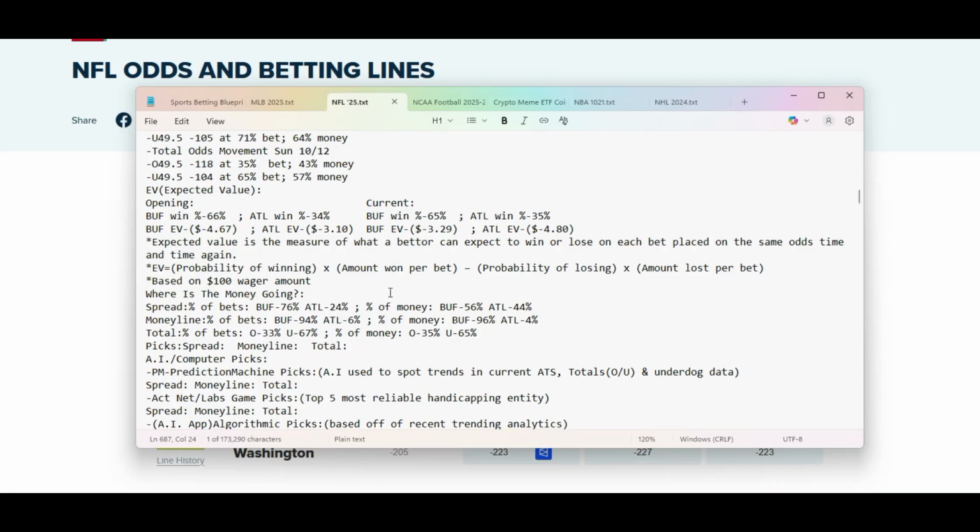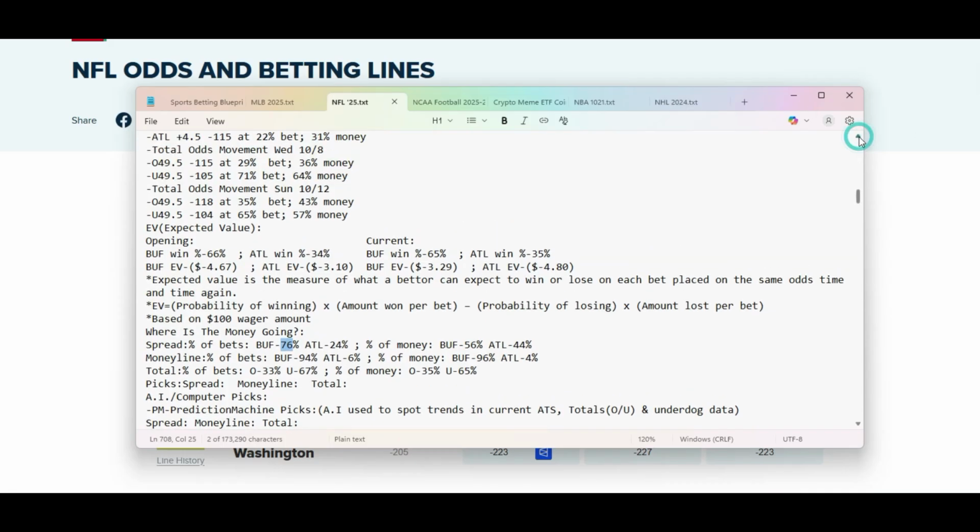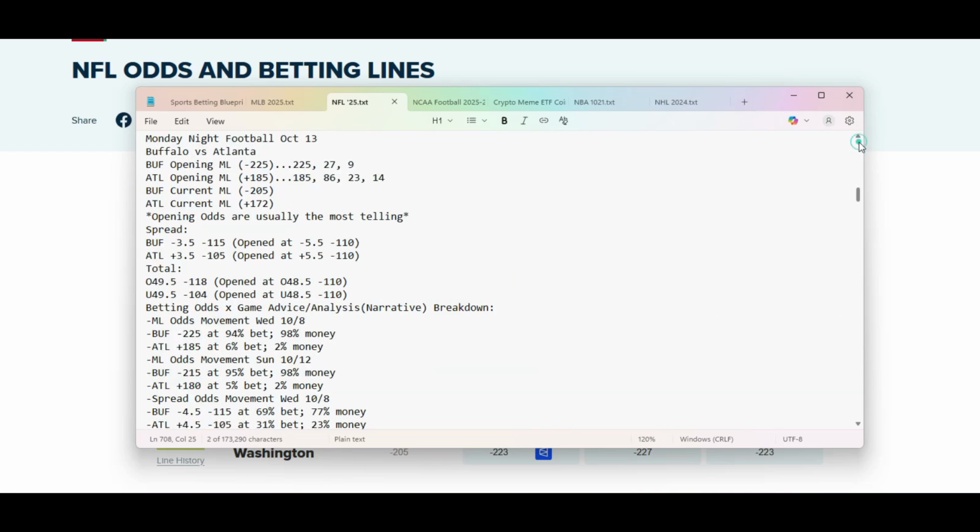Currently, they are at 94% of the betting, 1% less than Sunday, and 96% of the money, 2% less on the money. And they have gone down significantly on the odds in this game. 56% of the money is going in favor of them on the spread currently, and 76% going in favor of the Bills on the betting on the spread. The 56% was on the money on the spread. Let's go over the spread where they are now.